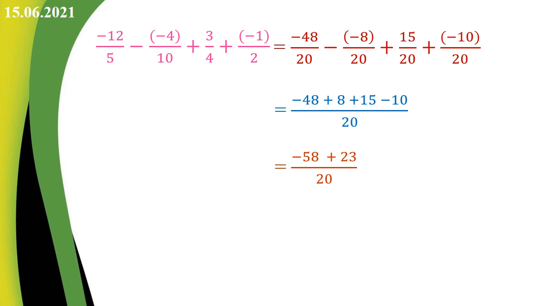Here different sign. Subtract and place the greater number sign. 58 minus 23, we get 35. Here 58 is greater number, that sign minus, we get minus 35 by 20. Reduce it to lowest term. Take 5 table. 5 4s are 20, 7 5s are 35. We get minus 7 by 4. This one improper fraction. Convert into mixed fraction. So minus 7 by 4. We get minus 1 3 by 4.